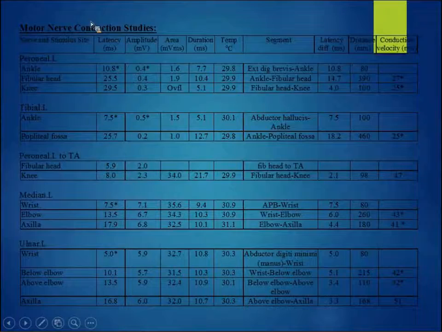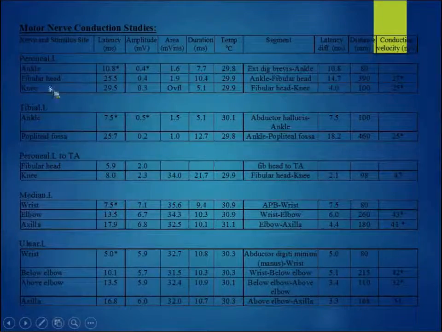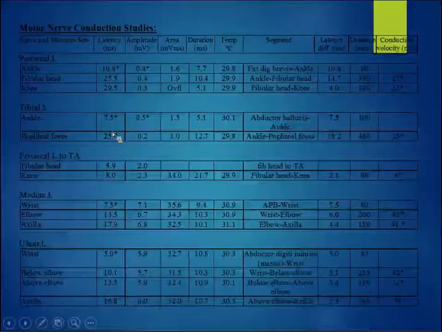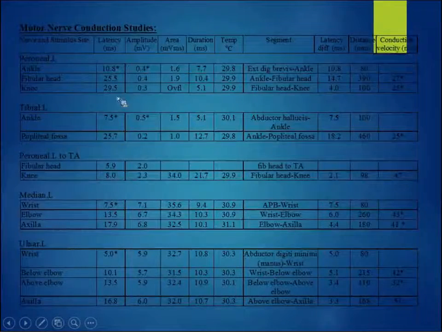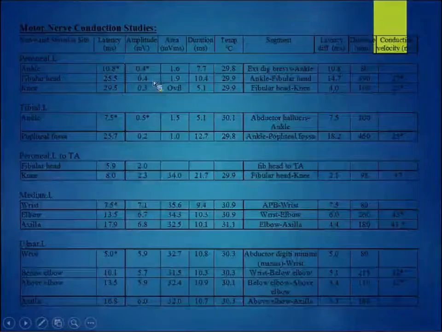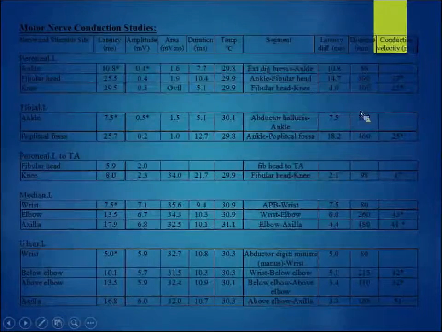Probably can't see a thing, can you? Sorry. So the peroneal and tibial on the left, anything that starts is abnormal. So the latency is prolonged, so that's demyelination. So he's got slowed conduction in left peroneal, tibial, median, and ulnar motor nerves. His responses are also small, so there's evidence of probably secondary axon loss. His conduction velocities are pretty slow.